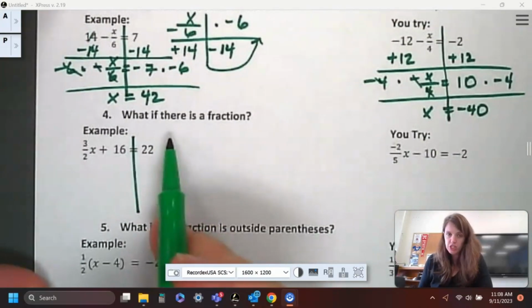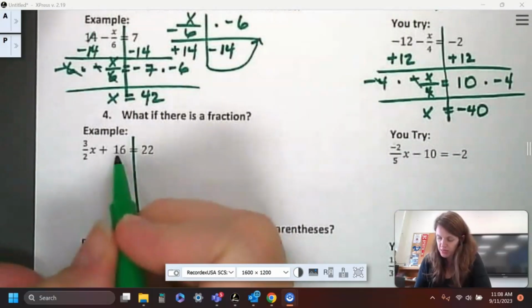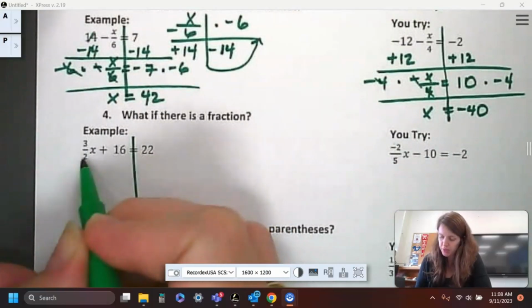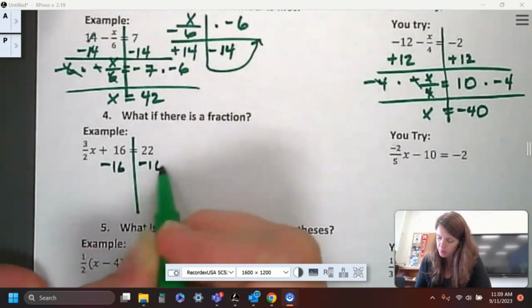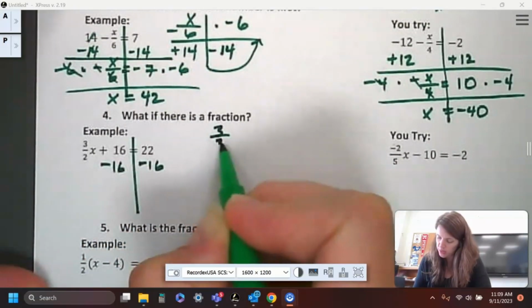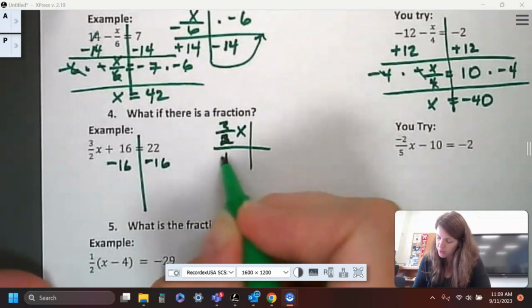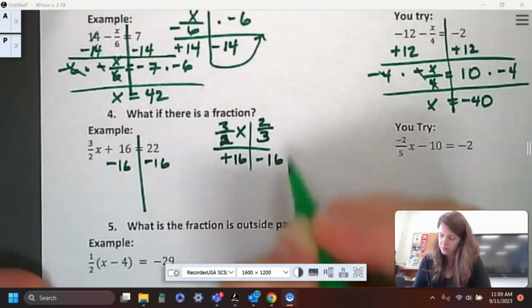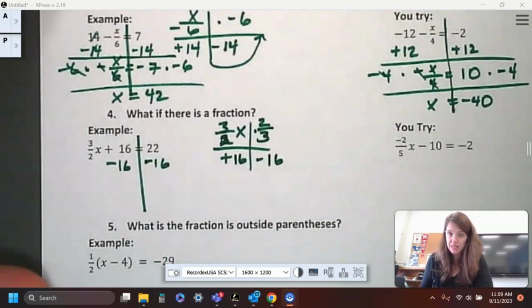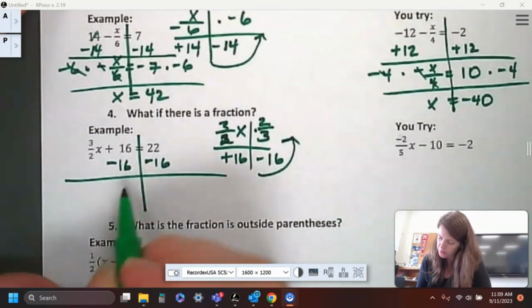Okay, what if there's a fraction, right? A fraction is the same thing as a division, but it's a division and a multiplication together, right? So here, this is being multiplied by 3 and then divided by 2. So let's get rid of those in one step, okay? We still have, let's write this out, 3/2 x. And the other step we have is plus 16. So the opposites would be negative 16 and then 2 over 3, right? We're multiplying and dividing in the same step. So let's get rid of the 16 first, right? Because we're working in opposite order.